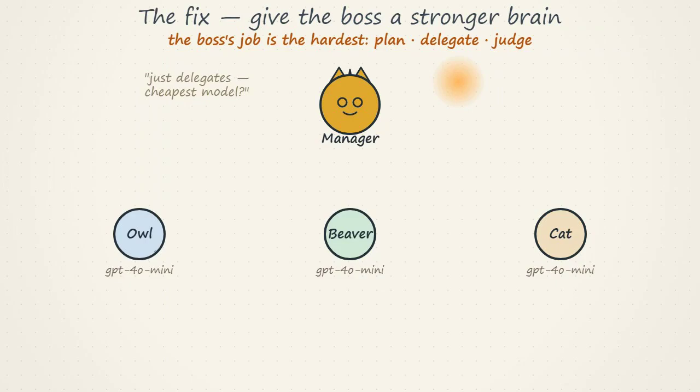But the manager does the hardest thinking in the whole crew. Break the goal into tasks, pick the right specialist, format each delegation exactly, and judge when the work is truly done. That is exactly where the weak model choked. So we give the boss a stronger brain, GPT 4.1, while the workers keep the cheaper GPT-4o Mini. Best model where the thinking is hardest, cheaper models for the focused work.